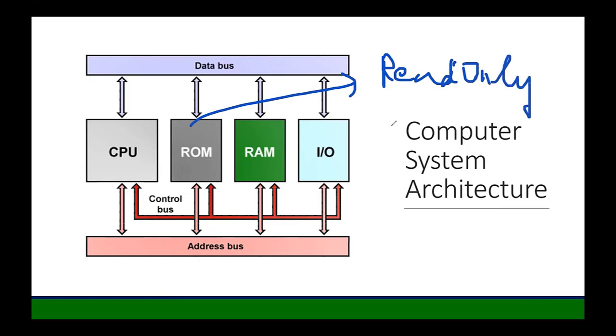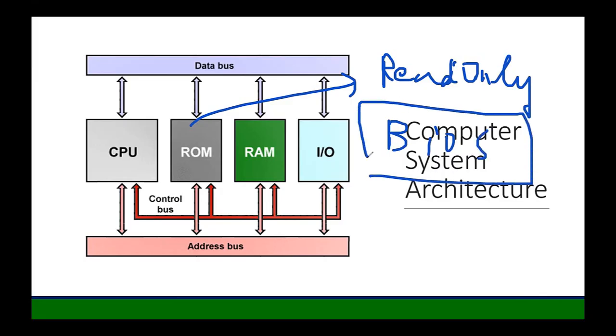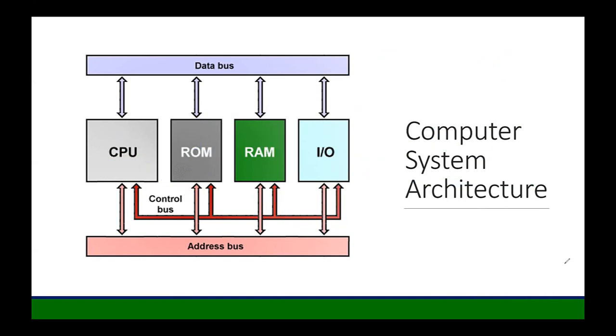Usually ROM is for the BIOS, basic I/O system. The initial program that you use to boot up your computer is put into the ROM. So first you read the program from the ROM and run it, and then you load your program from the hard disk to the RAM and start running it. Okay. So this is the basic system architecture.